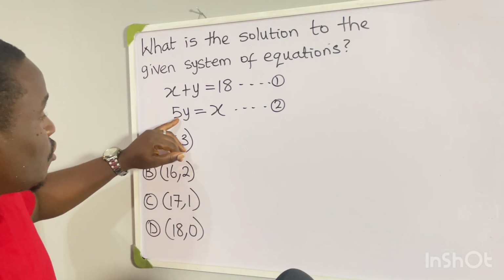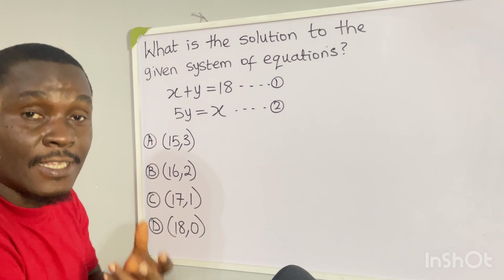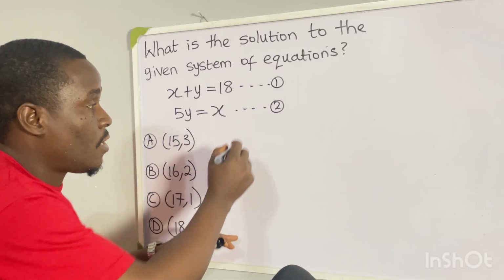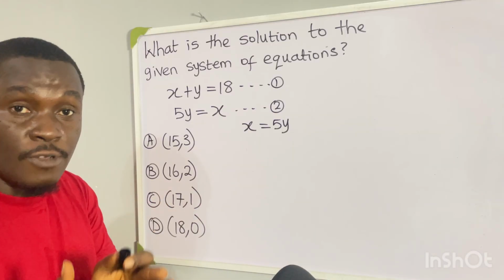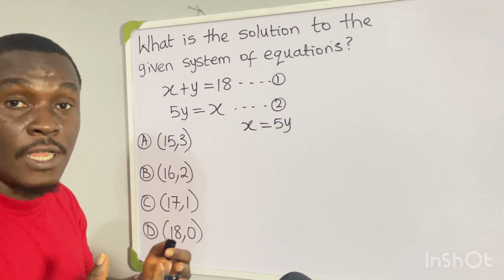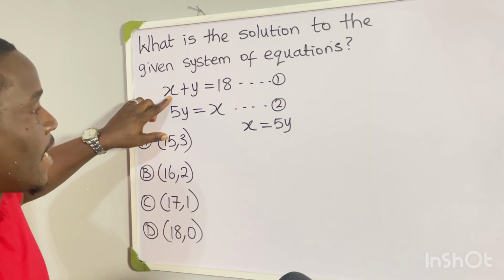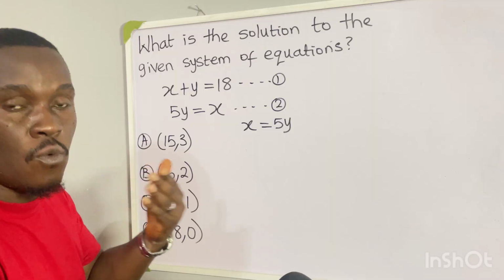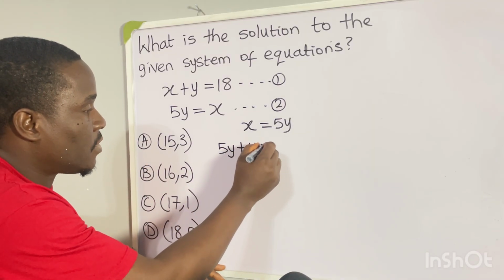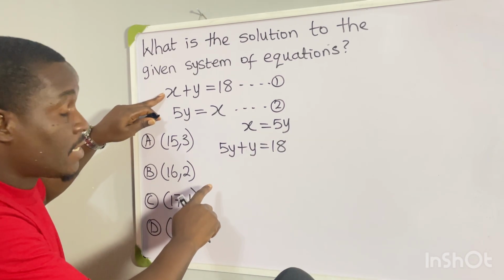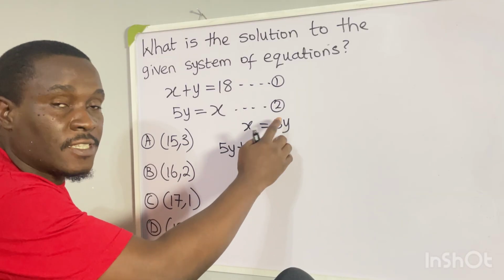So if we look at equation 2, we have 5y is equal to x. That also tells us that x is equal to 5y. So x is equal to 5y, right? If 5y is equal to x, x is equal to 5y. What can we do with this information? We go to equation 1. Wherever we see x, we can replace it with 5y. So this is going to be 5y plus y is equal to 18. Instead of having x here, we are replacing it with 5y because x is the same thing as 5y.